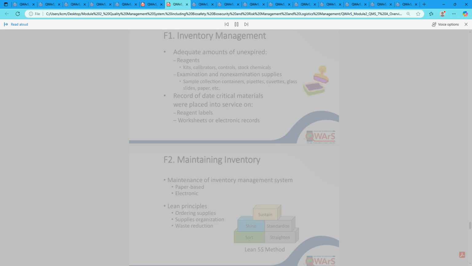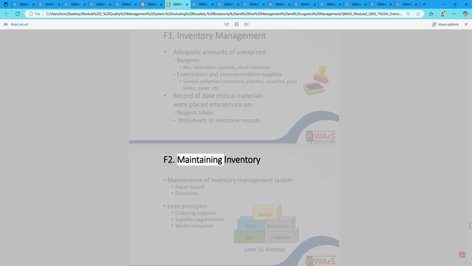F1. Inventory management. Adequate amounts of unexpired reagents, kits, calibrators, controls, stock chemicals. Examination and non-examination supplies: sample collection containers, pipettes, cuvettes, glass slides, paper, etc. Record of date critical materials were placed into service on reagent labels, worksheets, or electronic records.